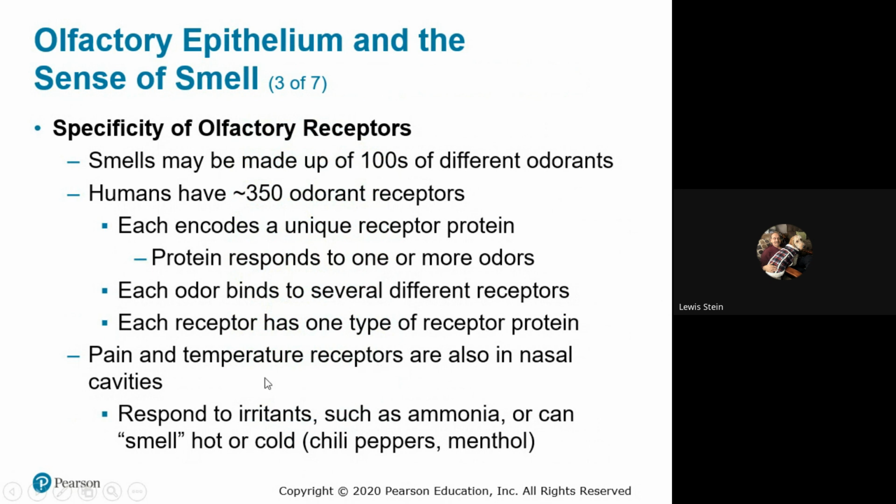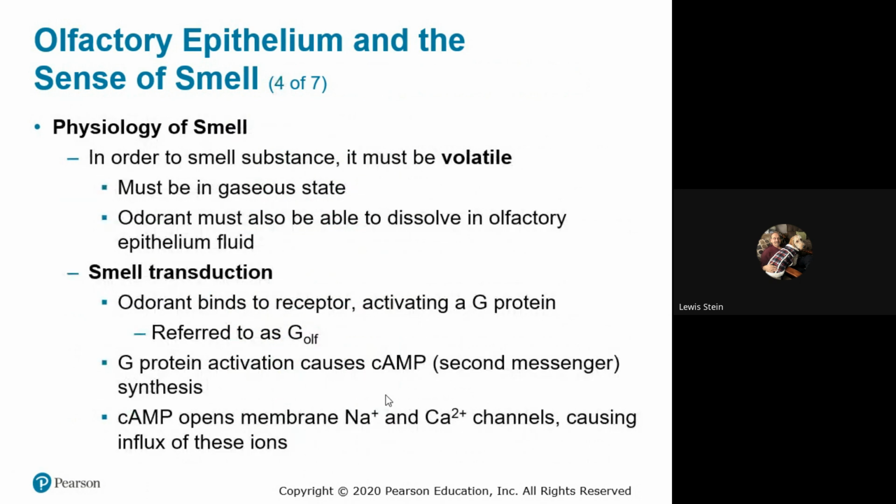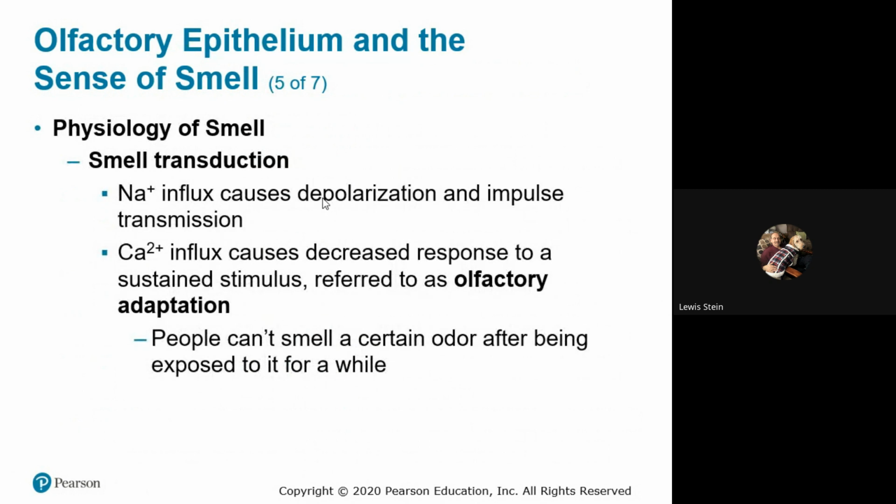There are also pain and temperature receptors that are part of it. That's part of the reason why ammonia, spirits of ammonia, or smelling salts are so significant. There are a lot of things you can pick up quite easily. By nature, it has to be volatile, so it has the potential to be at least a portion of it in the gaseous state. It uses that standard G protein. We'll go over that again later on.